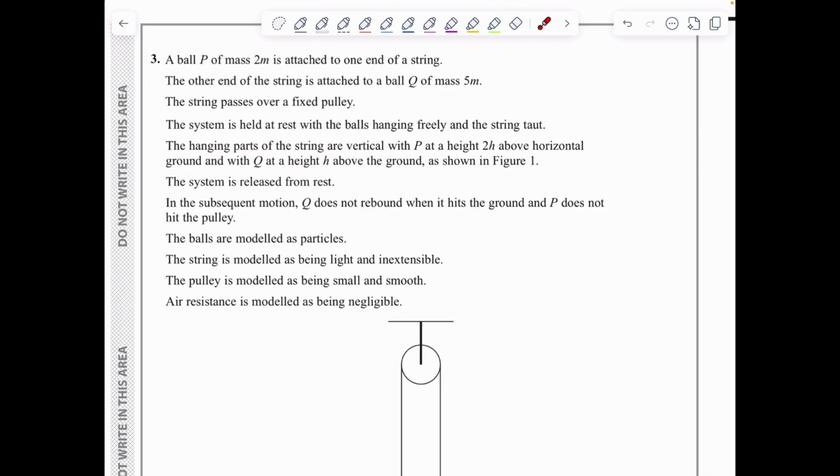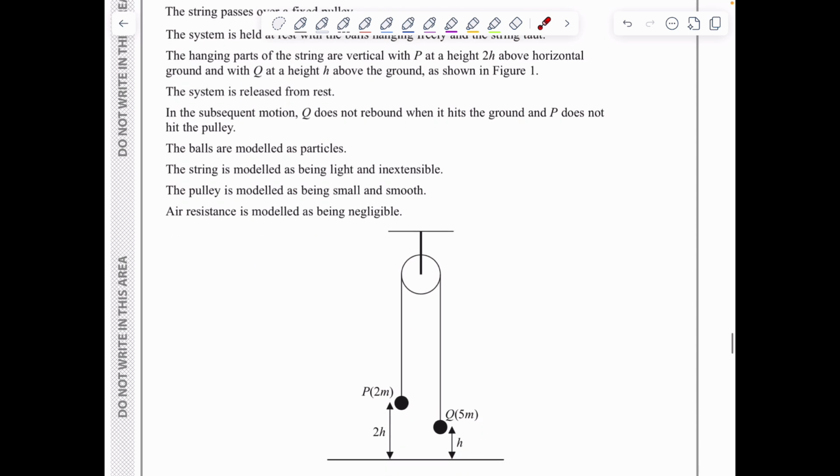In question 3, we've got the ball P of mass 2m attached to one end of a string. The other end of the string is attached to a ball Q of mass 5m, and the string passes over a fixed pulley. Now the system is held at rest with the balls hanging freely and the string taut, and the hanging parts of the string are vertical, with P at a height of 2h above horizontal ground and Q at a height of h above ground.